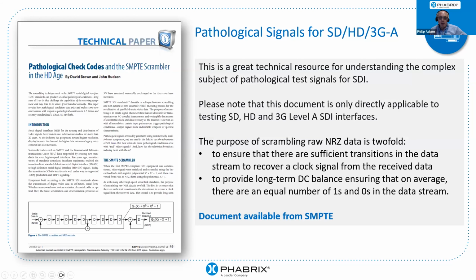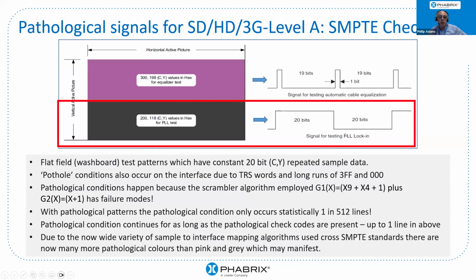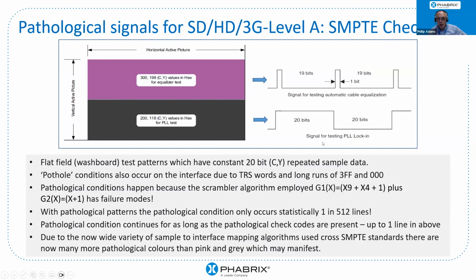So, documents available from SMPTE, I recommend reading it. This is some data that I've taken from it, which I think are the main points from that document. We have two pathological types which break that algorithm. The algorithm, I've got it here: G1(X) = X^9 + X^4 + 1, plus the NRZI bit. It's got quite a lot of failure modes. The two worst failure modes that have been identified are related to PLL testing and to cable equalization testing. So these are what we now call the low frequency pathologicals.